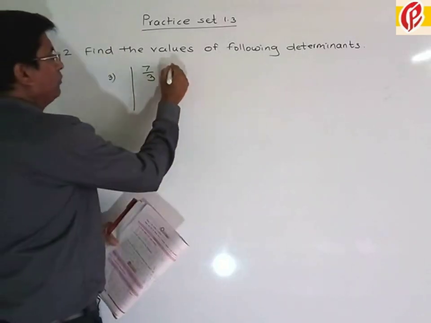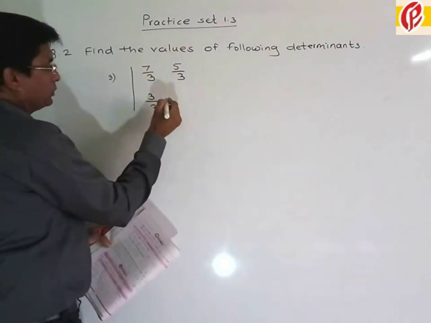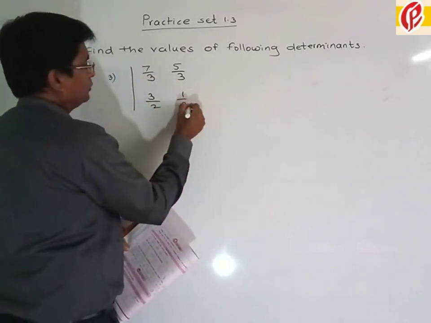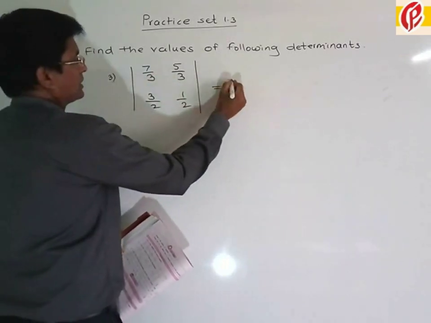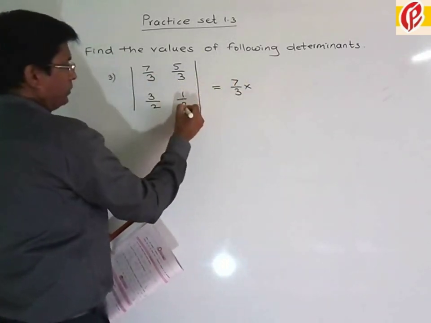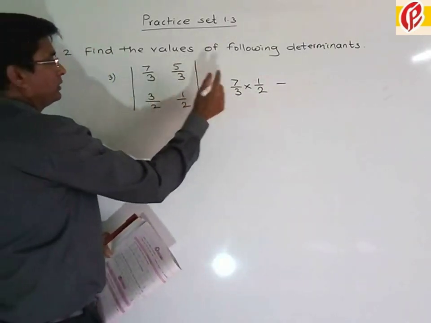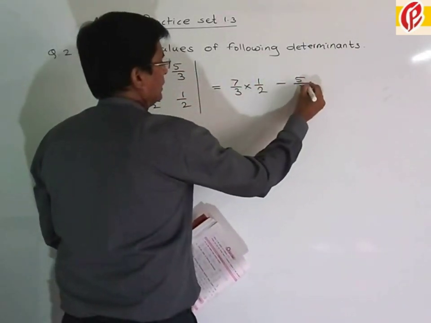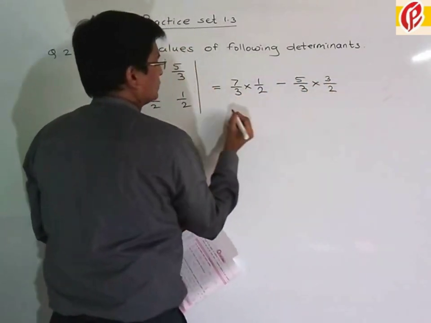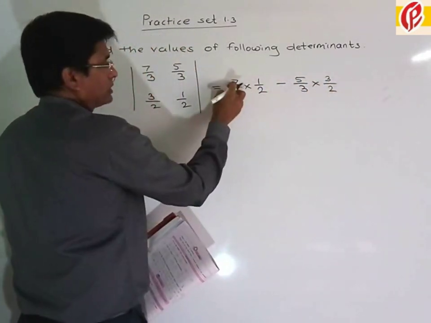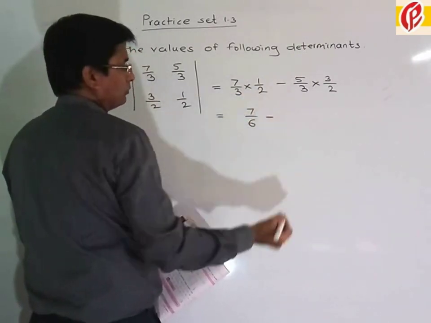Seven upon 3, 5 upon 3, 3 upon 2, and 1 upon 2. So first multiplication is this, 7 upon 3 into 1 upon 2. Then minus sign, 5 upon 3 into 3 upon 2. So 7 ones are 7 and 3 twos are 6.